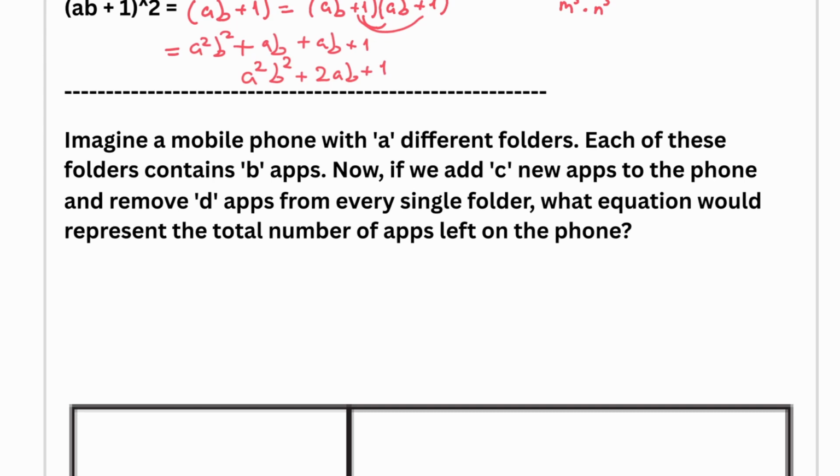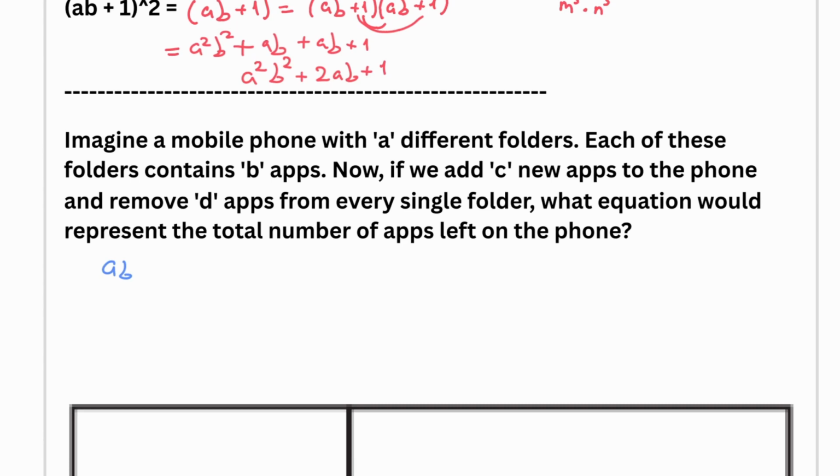To do that, you would multiply A and B, right? If you have 3 folders and 5 apps in each folder, it would be 3 times 5. You would have 15 apps in total, right? So let's just write that. AB here would give us the total number of apps, right?